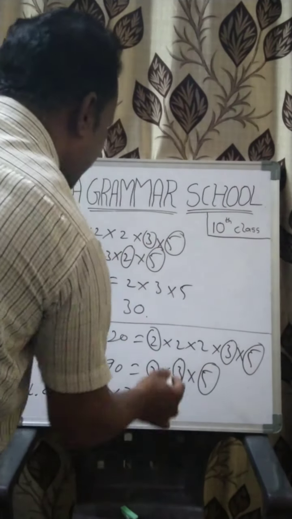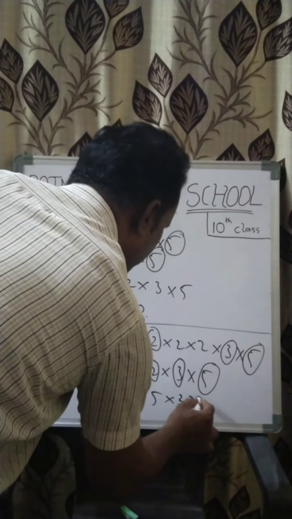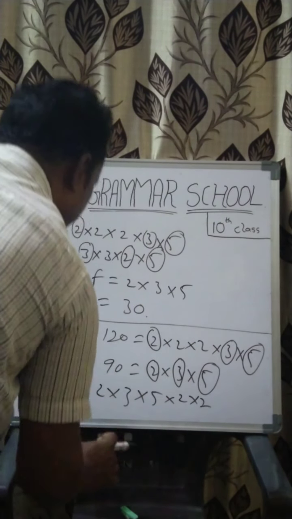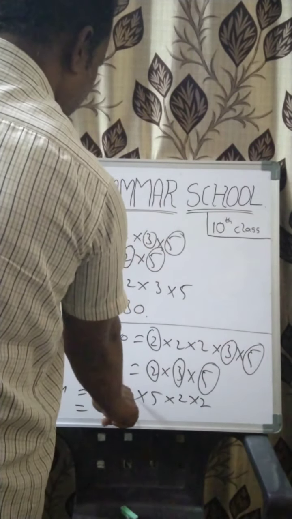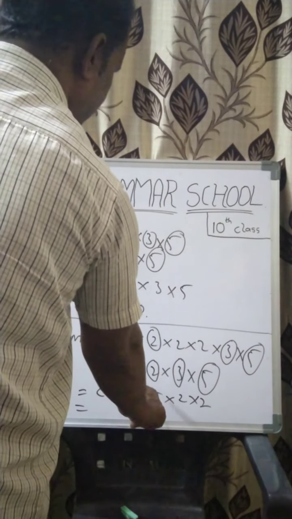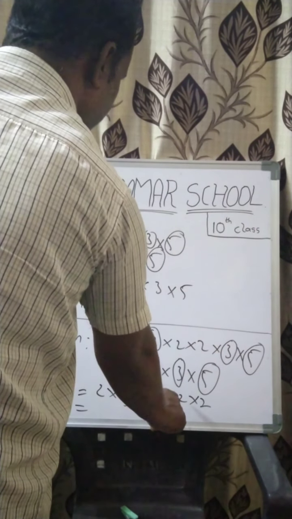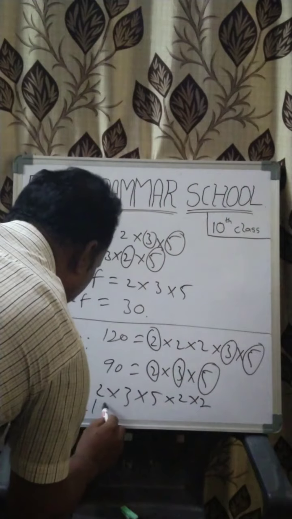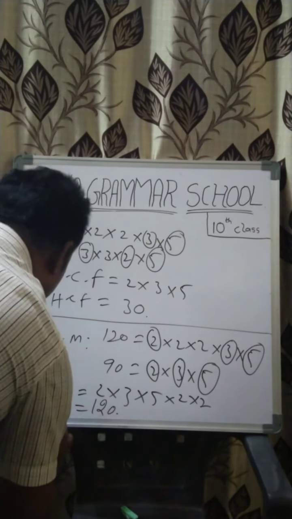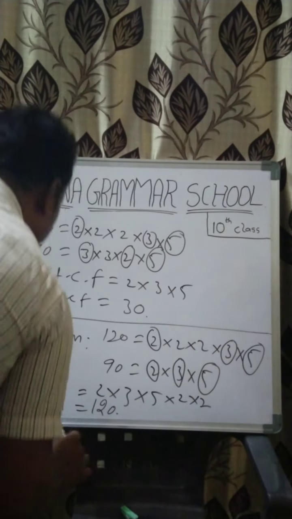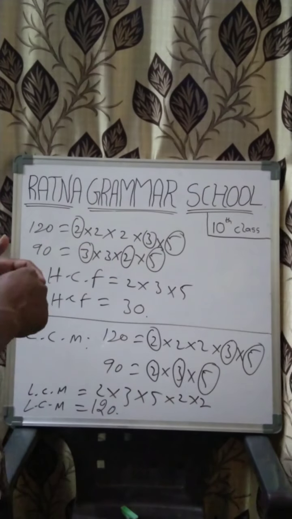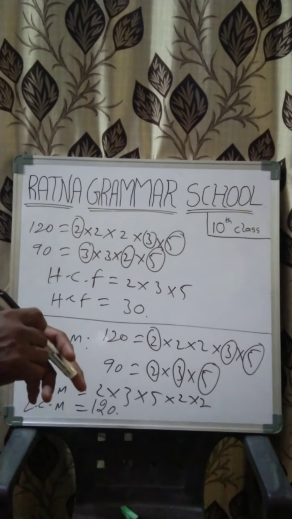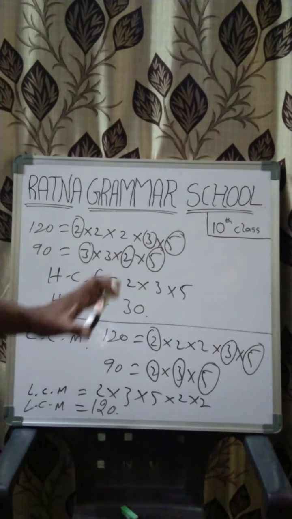What remaining numbers are there? 2 and 2 are there, 2 into 2. So now multiply. 2 times 3 is 6, 6 times 5 is 30. 30 times 2 is 60, 60 times 2 is 120. So 120 is the LCM. You can find the HCF and LCM using the prime factorization method.